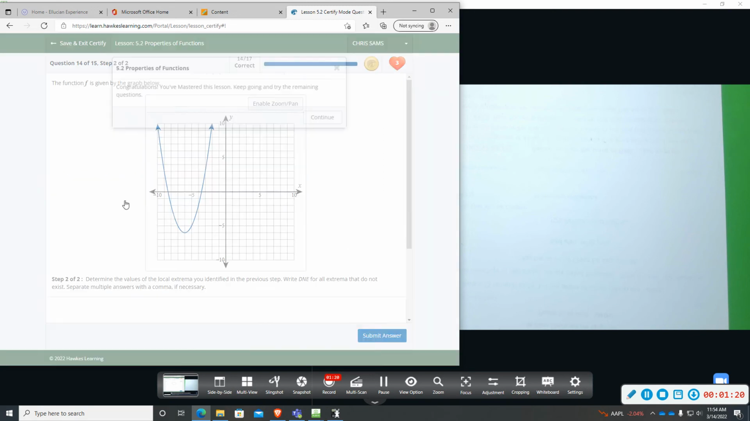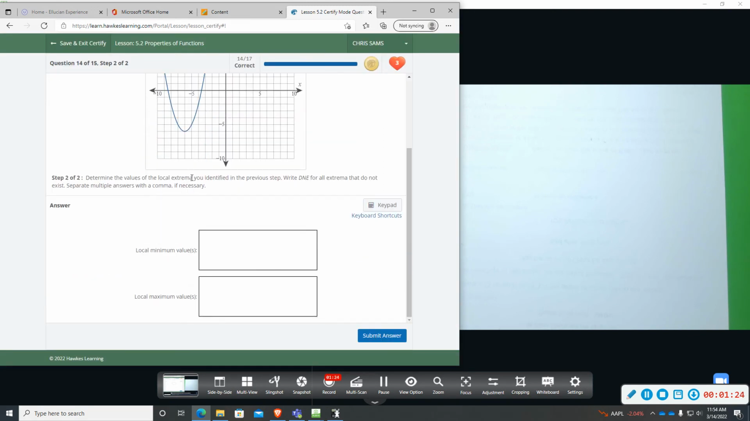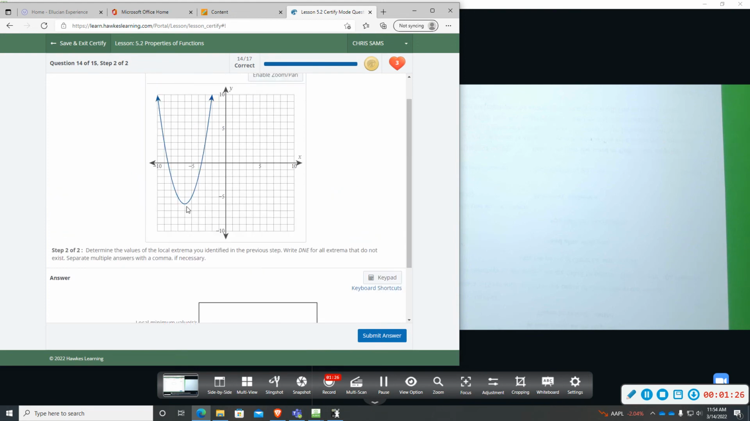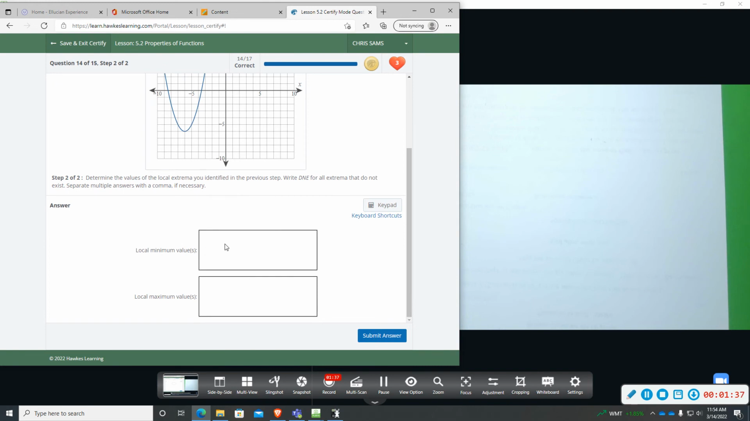All right, now part 2, I'm going to continue. Part 2, we want to determine the values of those extrema. So what is the y value? So this is -5, -6. So it's the same thing, -6 is the minimum. So the minimum is -6. Maximum, DNE, does not exist.